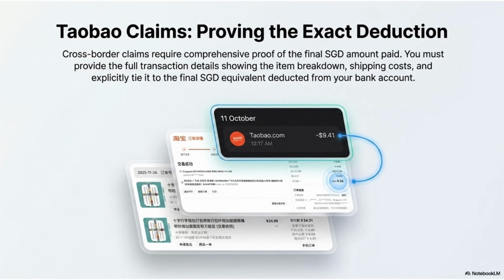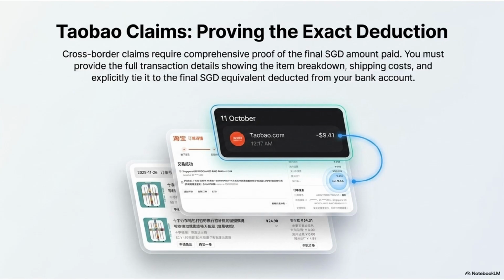Then there's Taobao. These claims are notoriously tricky because they involve cross-border currency conversion. To demystify this, you need to provide really comprehensive proof. You can't just show your shopping cart. You must provide the full transaction details showing the exact item breakdown, the shipping costs, and, most importantly, you have to explicitly tie all of that to the final Singapore dollar equivalent that was actually deducted from your bank account.